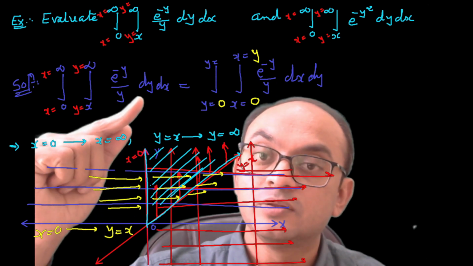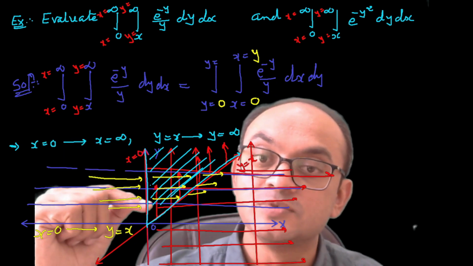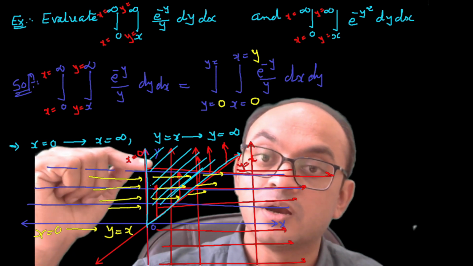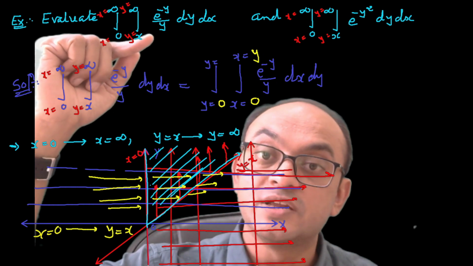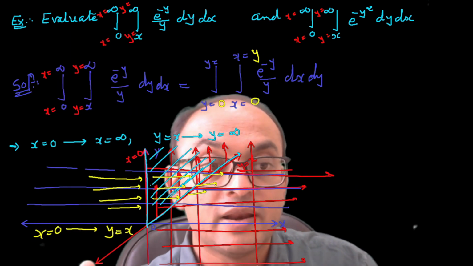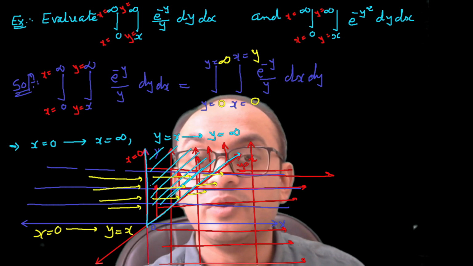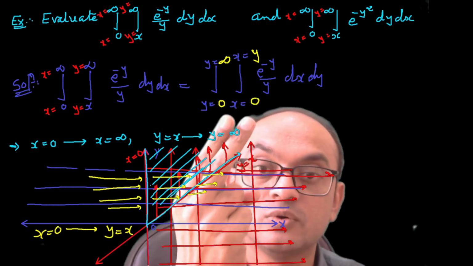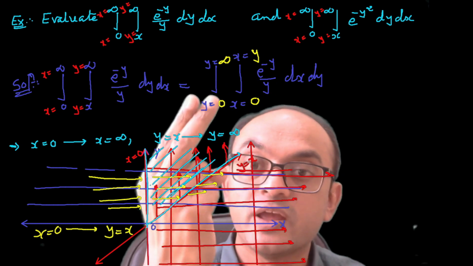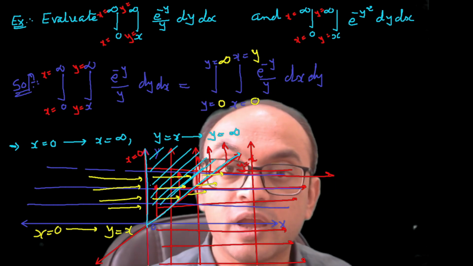Can you tell me the value of y? Starting from 0, y equal to 1, 2, 3, 100, 1000, it goes up to infinity, right, because there is no bound. So I write the upper limit as y equal to infinity. This is how we are writing the limit: x equal to 0 to x equal to y, and y equal to 0 to y equal to infinity.